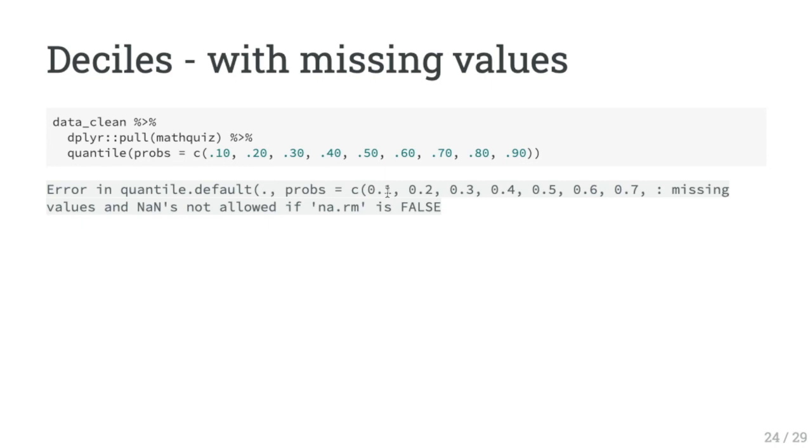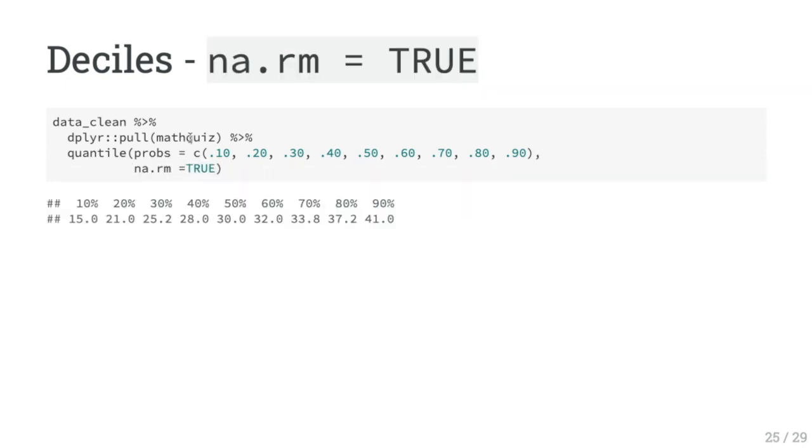Now note, it's going to give you an error when you have issues with missing values. So in math quiz, we have some missingness. The way to deal with that is just adding this na.rm equals true. Now note, anytime you're doing a mean or a quantile or median or any statistic, R naturally has na.rm equals false. This argument says remove NAs.